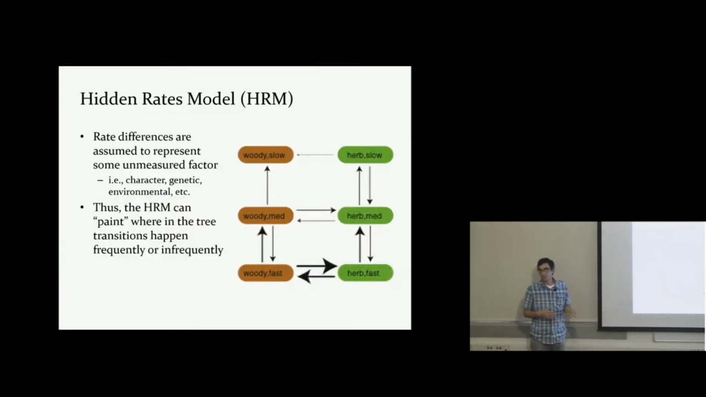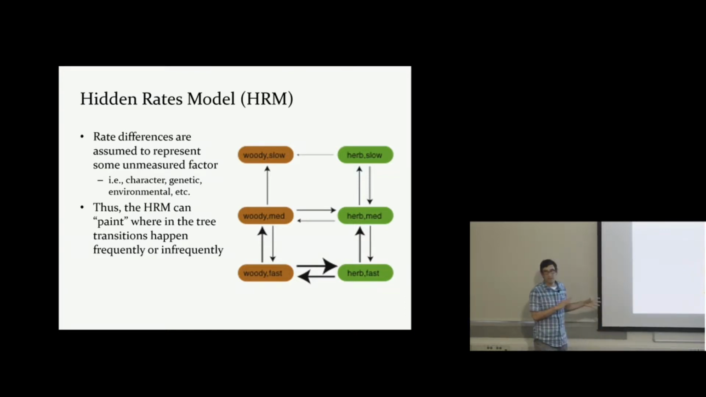But it's important at this point to reflect on what these hidden rates actually represent. And in our view, they represent an unmeasured factor. So it could be that our woody slow category, which is an absorbing state, could represent a loss of a gene, for example, where the gene that allows you to go back to being herbaceous has been lost completely. Or it could be that these woody slow taxa are in places in which being woody is selectively maintained, right? So we just assume that these represent some unmeasured factor.